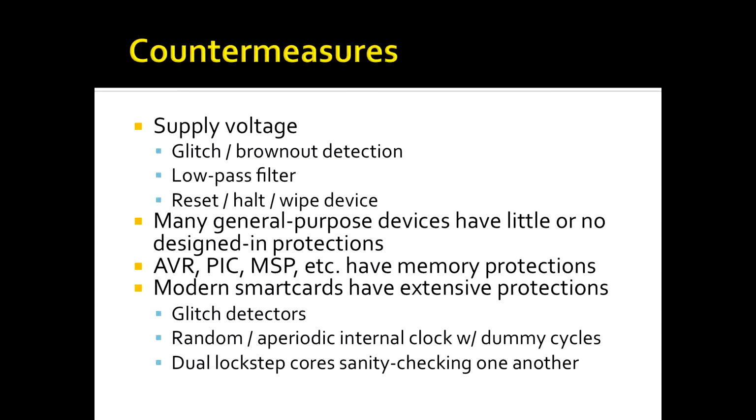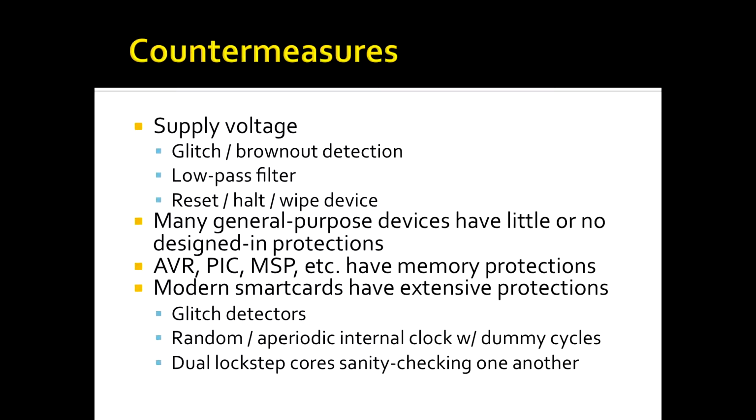So many general purpose devices have little or no design and protection. So these are chips that you guys could look at in terms of interesting targets. So AVRs, PICs, TI MSP, for example, they do have code protection. So it may not be your first choice if you're just starting out or learning.